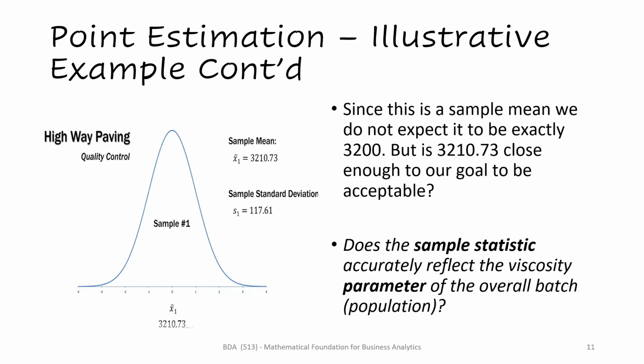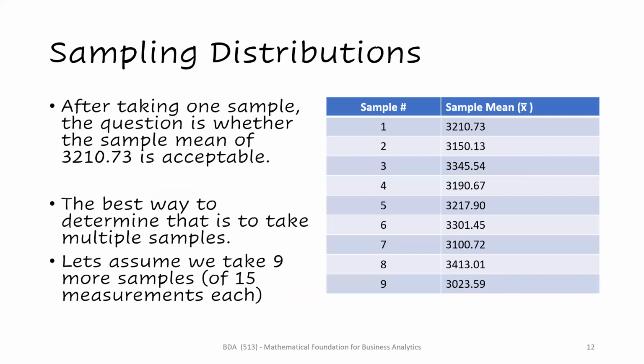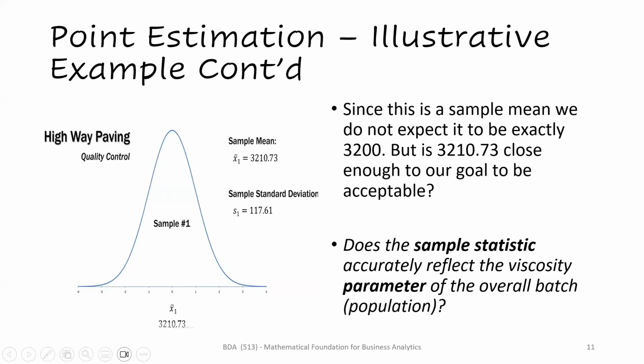The first information that we have is how our normal distribution comes out. Just one. Okay, so let's move the argument a bit further. After taking one sample, the first sample is what gave us the 3,210.73, the sample mean, and the standard deviation of 117.61. This is just one sample we've taken.